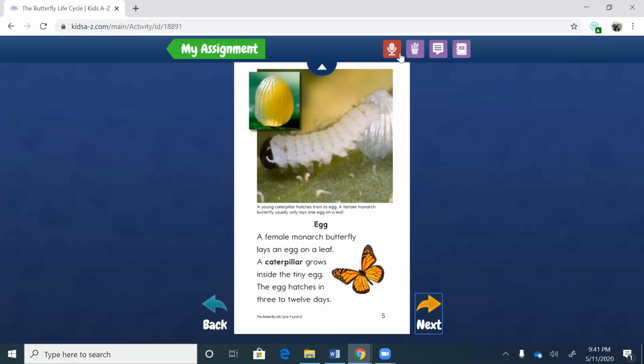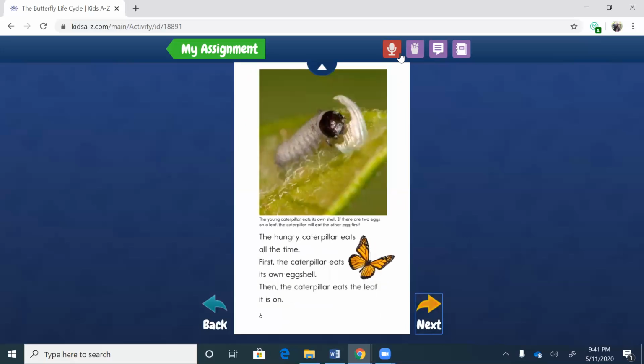Egg. And look, page 5. It's going to tell us about the egg. A female monarch butterfly lays an egg on a leaf. A caterpillar grows inside the tiny egg. The egg hatches in 3 to 12 days. The hungry caterpillar eats all the time. First, the caterpillar eats its own eggshell. Then the caterpillar eats the leaf it is on.